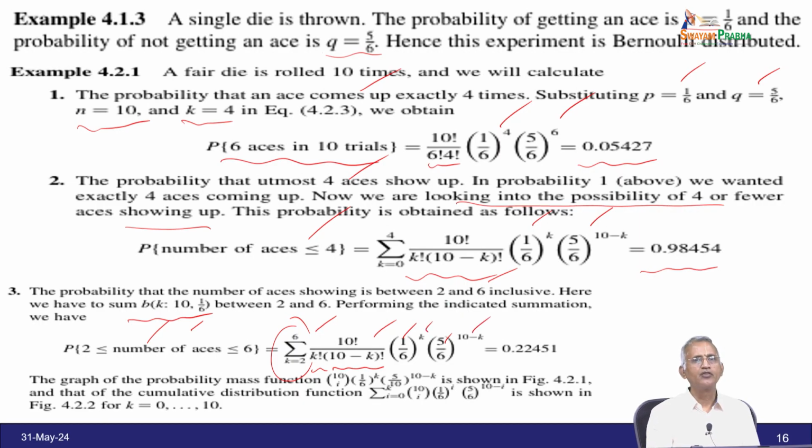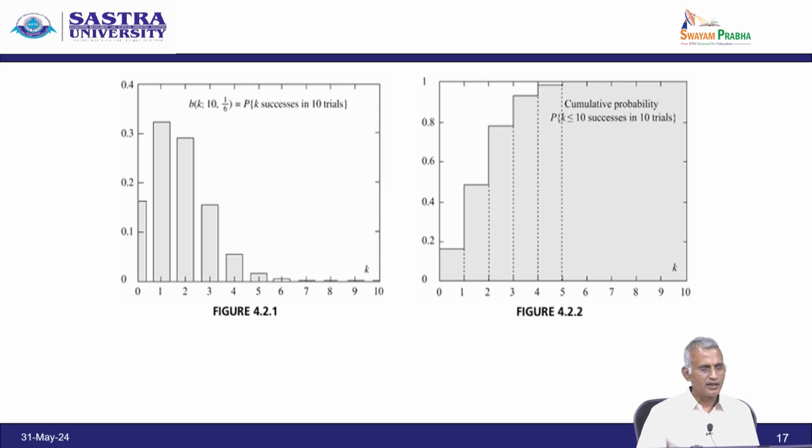So, start with k equal to 2 and substitute it here, then k equal to 3, 4, 5, 6, and sum them. Then the result is 0.22451. So, the graph of the probability mass function can be generated, as shown in the following figure. The cumulative distribution function is also shown in the following figure, and you see that this is the stage between 0 to some point, and the corresponding probability expression.